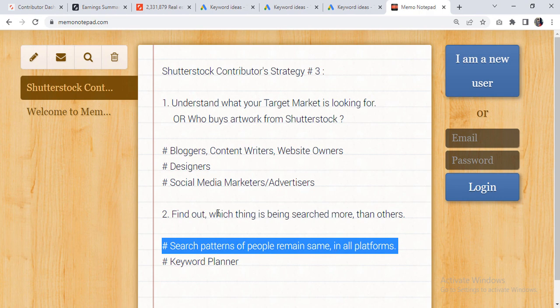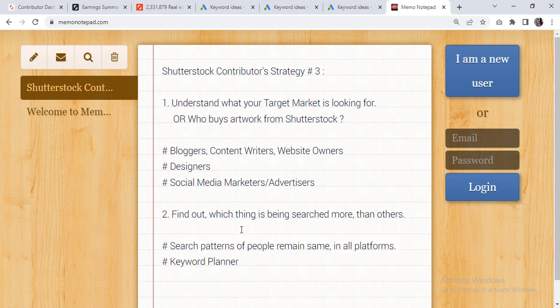I hope this whole concept makes sense to you. Firstly, it would help you understand who the people buying stuff from Shutterstock are, so you understand your target market in a better manner. And secondly, which things you should spend your time on.